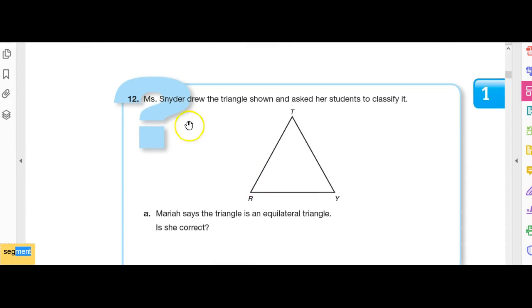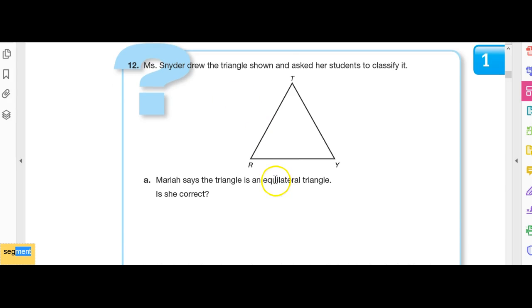Ms. Snyder drew the triangle shown and asked her students to classify it. Maria says the triangle is an equilateral triangle. Is she correct? Well, what does equilateral mean?